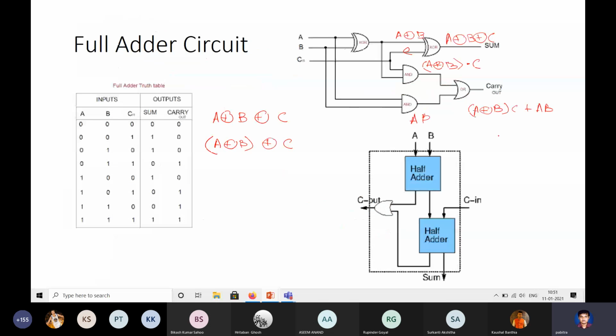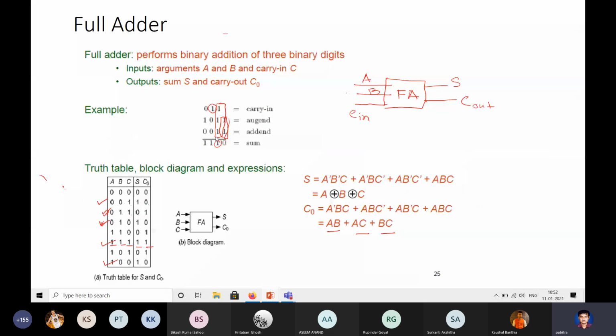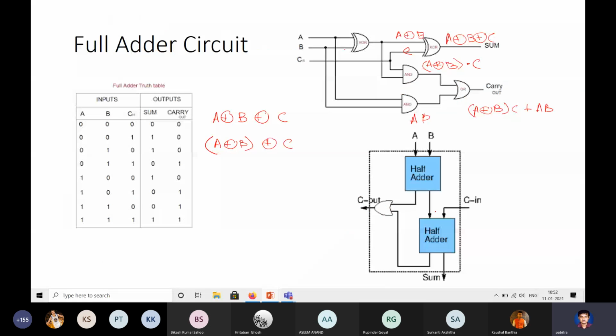So A, B are the inputs, and the sum output of the half adder goes as input of another half adder. Basically I add A and B, and whatever is the output, that output and the carry in together I feed to the second half adder. So the output of the first half adder as well as the carry in goes to the second half adder. And the carry of the first half adder along with the carry of the second half adder are ORed, and that goes out as the carry out.